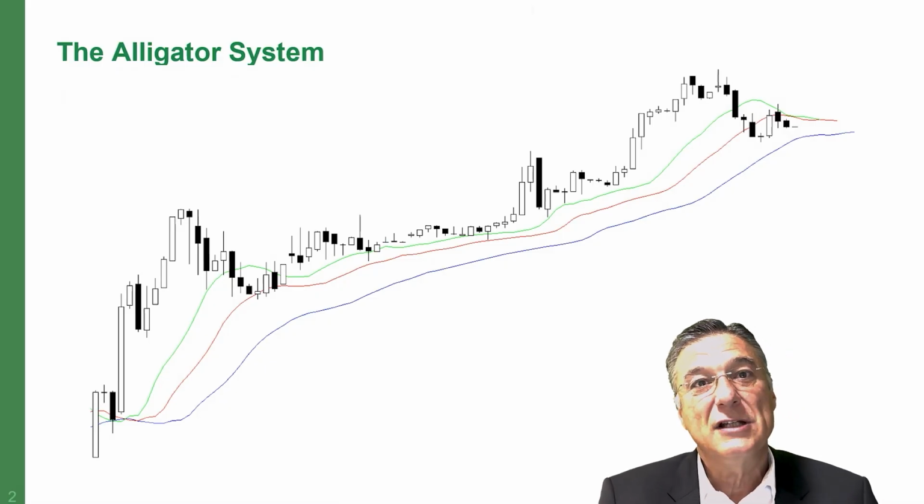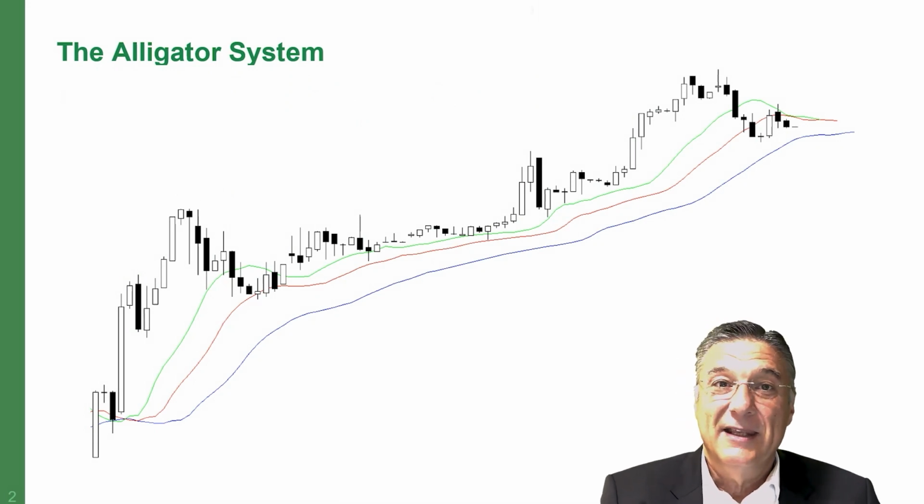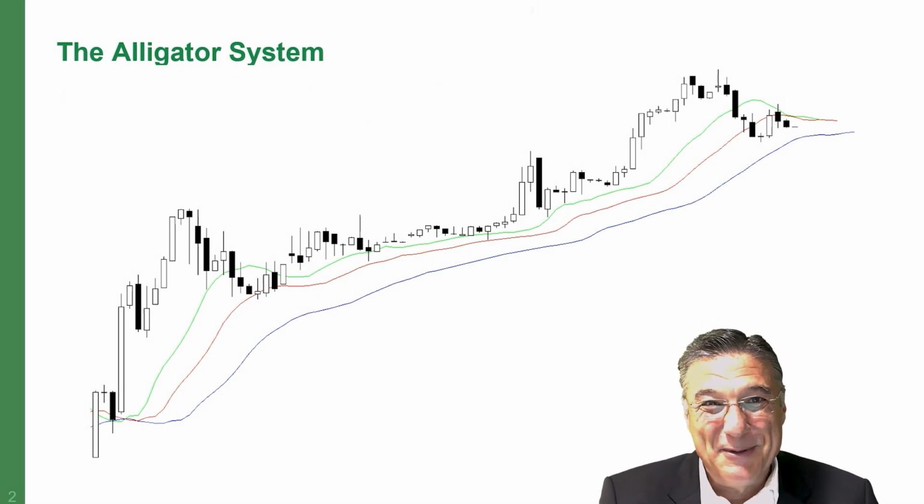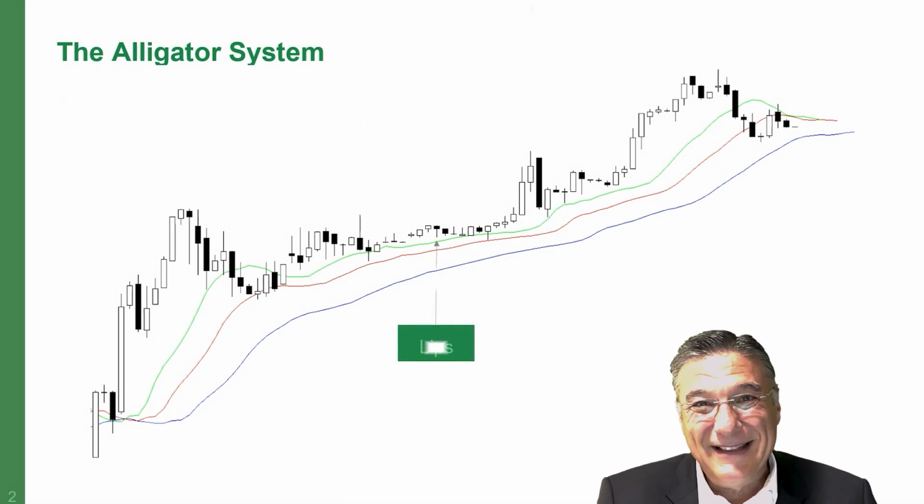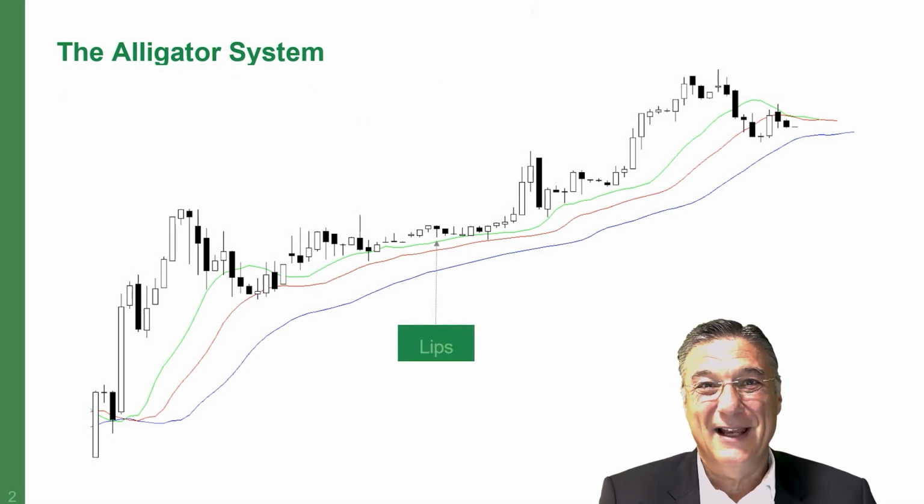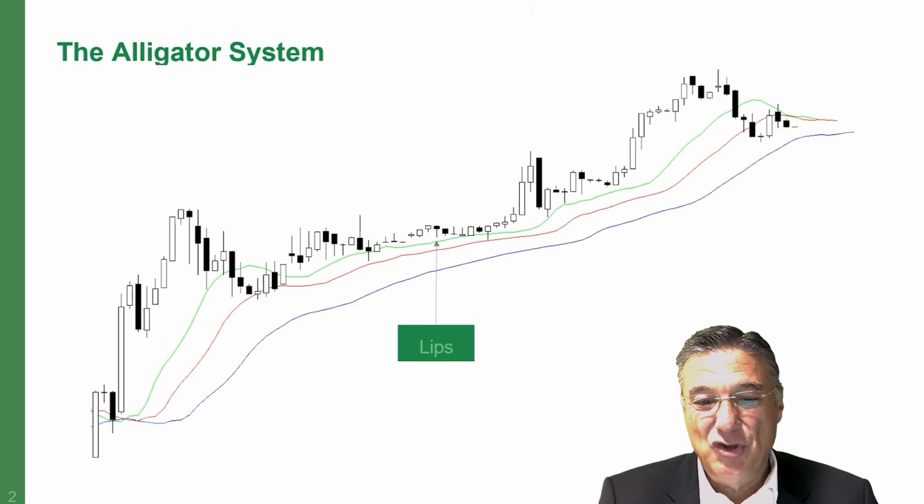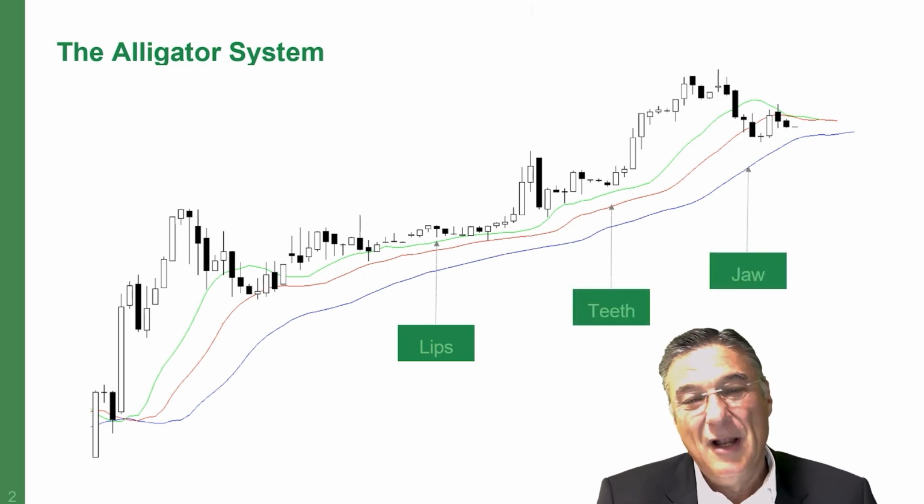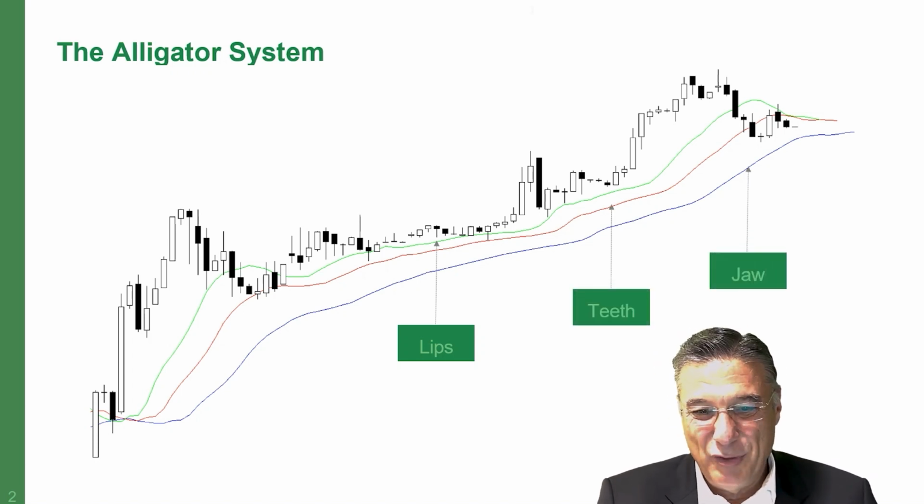As you can see, it consists of three lines, three moving average lines. The green line corresponds to the lips of the alligator, where the red line corresponds to the teeth of the alligator, and the blue line is the jaw of the alligator. We'll talk about them in detail as we move on.